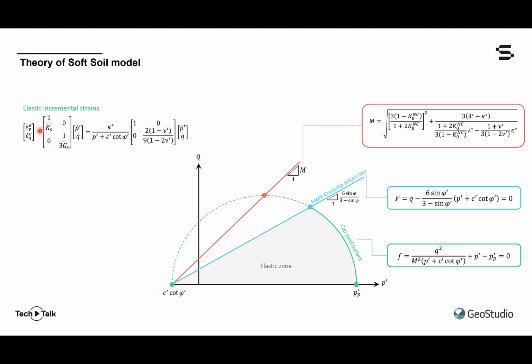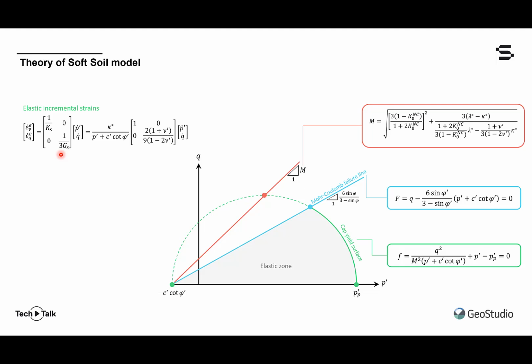We can see that it's diagonal and that the off-diagonal terms are 0. In the 1,1 position of the matrix is 1 over the bulk modulus of the soil, K sub S, and in the other diagonal term, position 2,2, is 3 times the shear modulus.